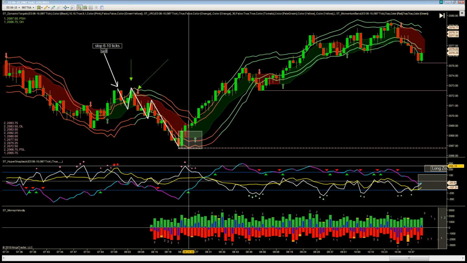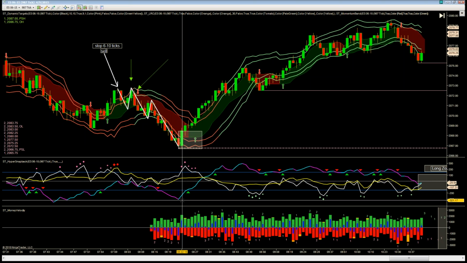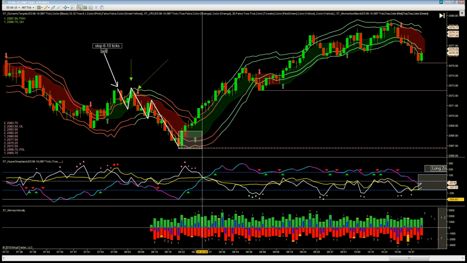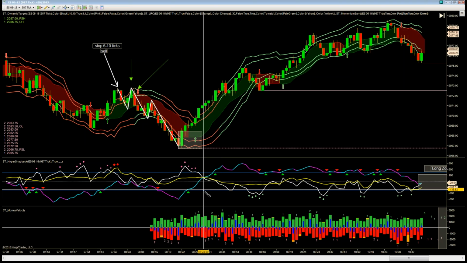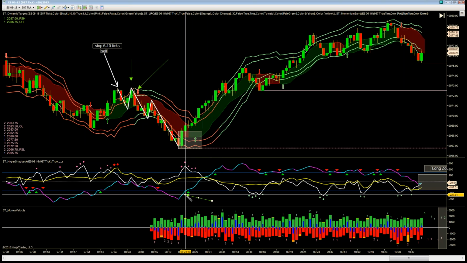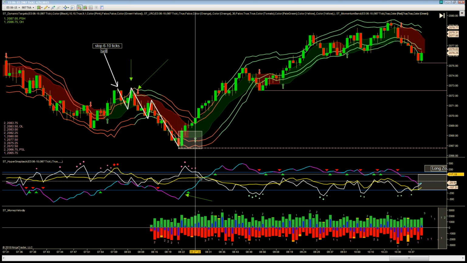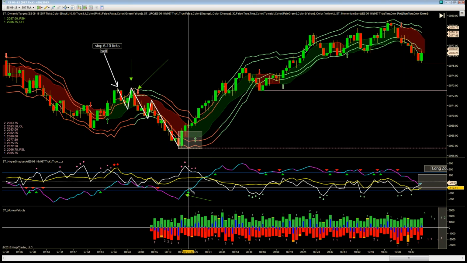Now we do have a white snapback. However, there's positive divergence on our hyper snapback study, so you cannot go short here unless this was magenta like it is here. So it really helps you to understand price action, and it keeps you out of trouble.